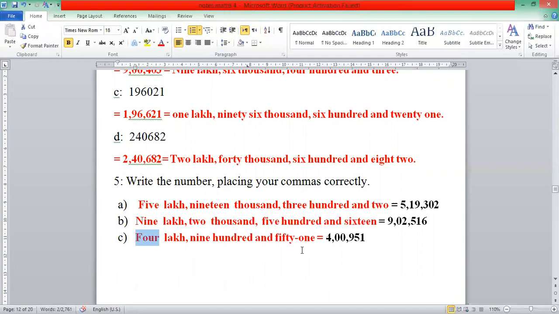In statement C, 4,951. Here 1,000 and 10,000, both are missing. Therefore, we write 4. Instead of 1,000 and 10,000, we will put 0. And at the end, we will write 951. Means the first portion is given, the second portion of thousand is missing, and then we write the third portion. And the portion which is missing, we put 00 instead of the missing portion.